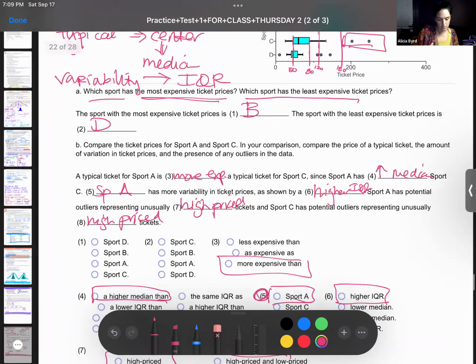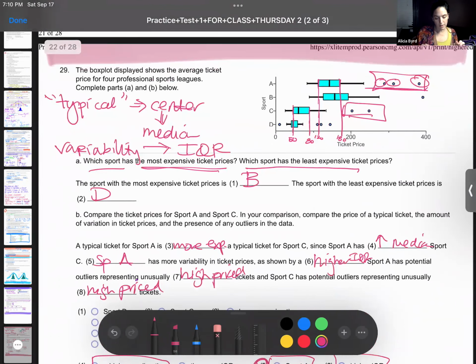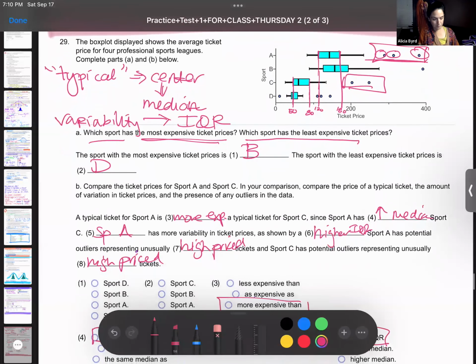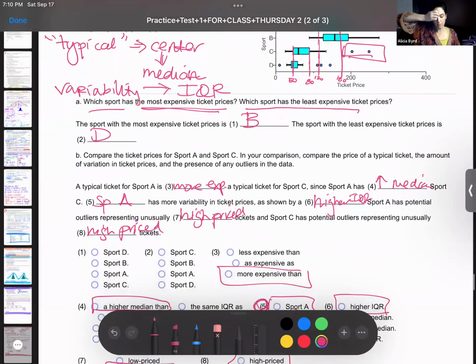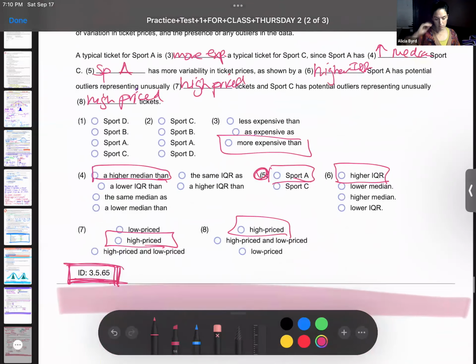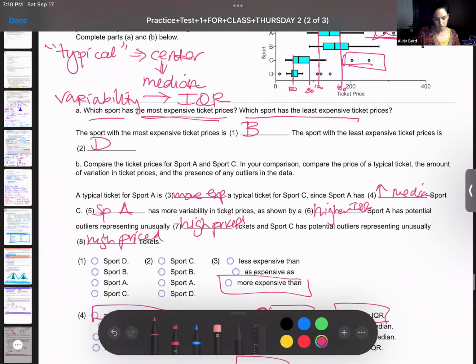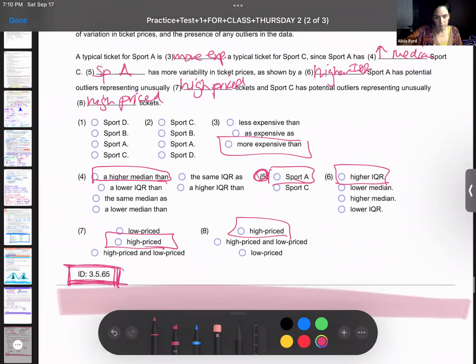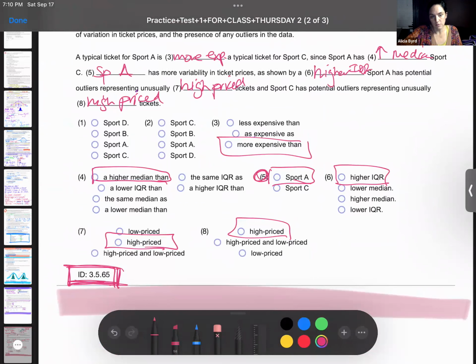Okay, I'm going to zoom out a little. So again, we're using our median and interquartile range because we're dealing with data sets that are skewed. Okay. All right, we are going to go ahead and stop. This was question 29 for practice test 1, and it was from section 3.5, question number 65.